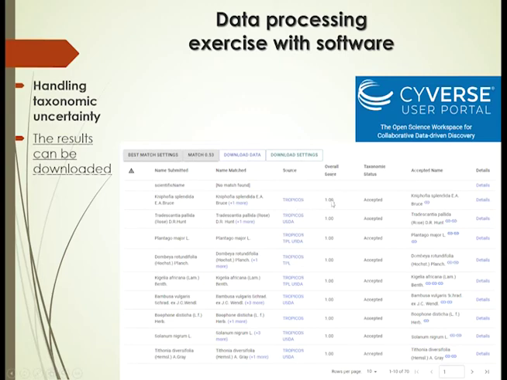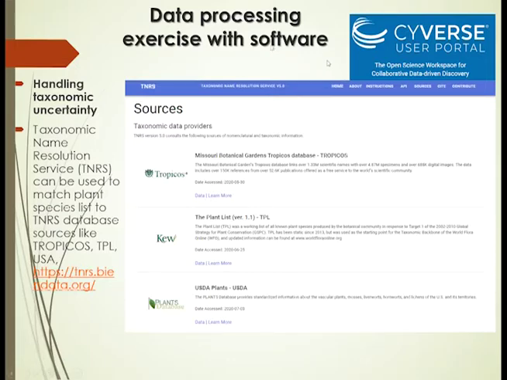If the score of match is 1, the taxonomic status is accepted name, and the accepted name should be the same because it is accepted. You can click on this to see further details. As for the databases used, you have Tropicos from the Missouri Botanical Garden in USA. You have Kew's The Plant List. You have the plants database from the USDA Department of Agriculture that are used.